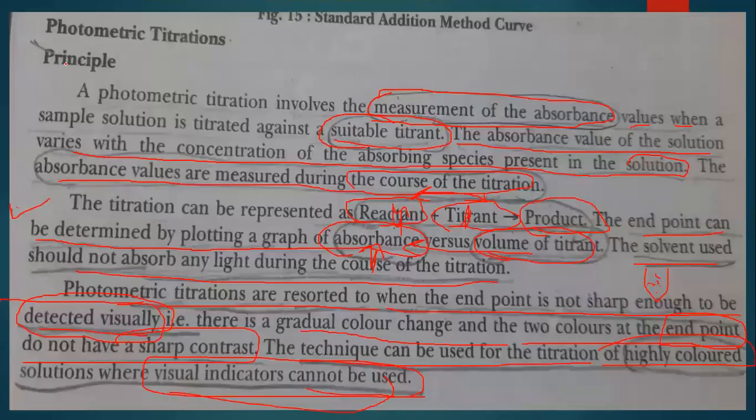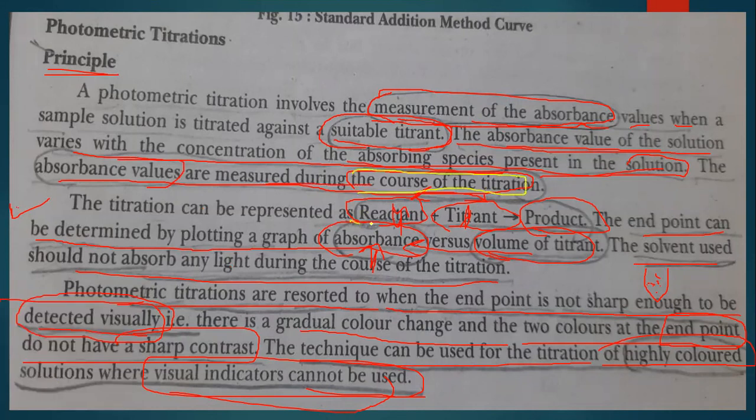This is the principle of photometric titration, in which you carry out the measurement of absorbance of a substance using a suitable titrant. The absorbance value of the solution varies with the concentration of the absorbing species present in the solution. The absorbance values are measured during the course of titration.